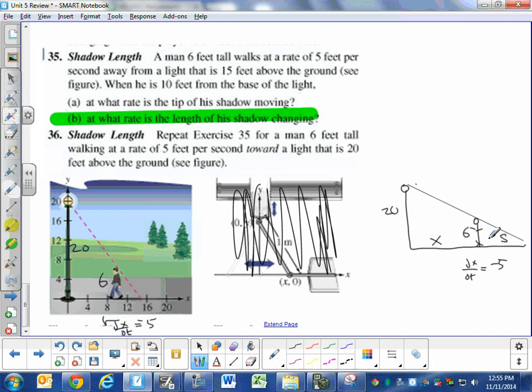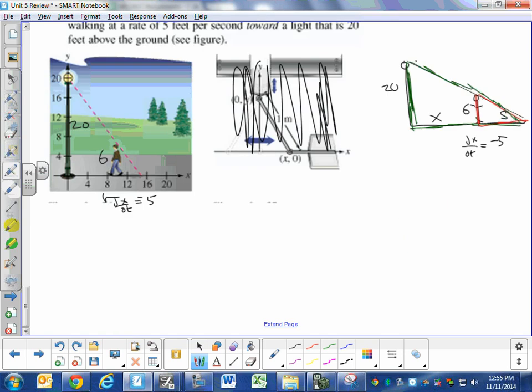So what you need to see is that this triangle here with the man and his shadow is going to be a similar triangle to this triangle here with the lamp all the way to the end of the shadow. So the ratio of the height of the man to his shadow needs to be equal to the ratio of the height of the lamp to the length from the lamp to the end of the shadow. That's x plus s. This is all you need.